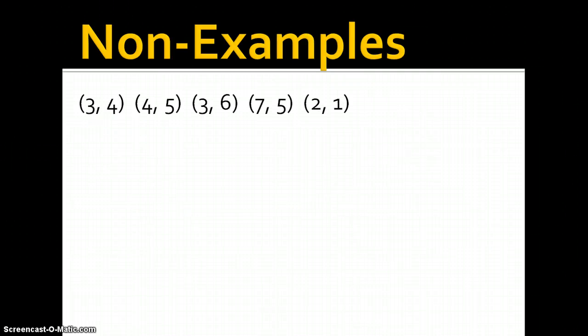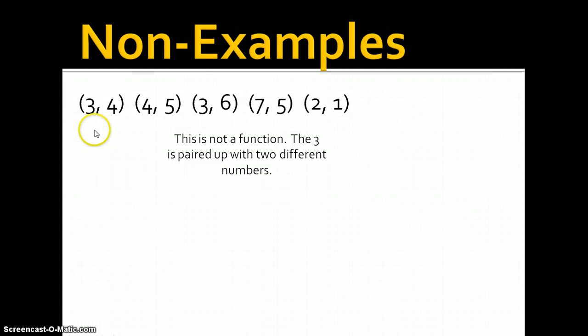And then listed as ordered pairs. In the ordered pairs, you have to pay special attention because this can be kind of tricky sometimes, but you see this 3 is with a 4, and then the 3 is with a 6. Since our domain is with 2 different ranges, this is not a function.